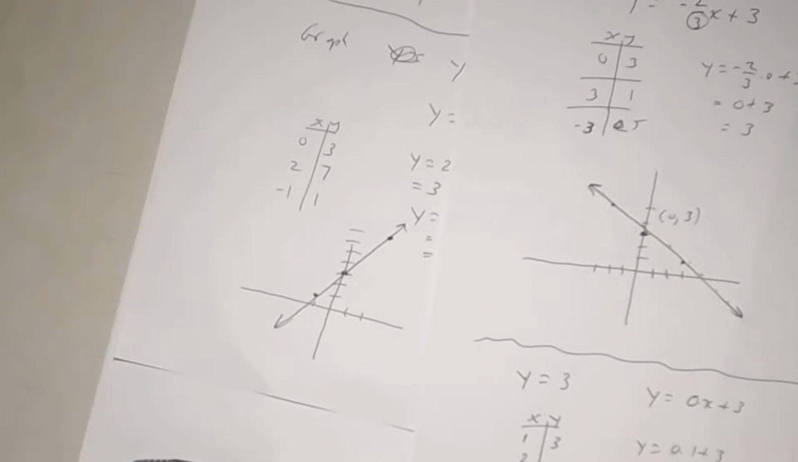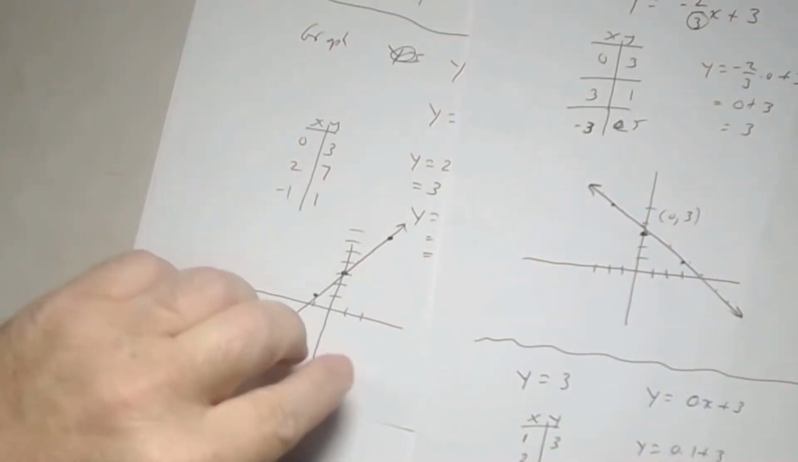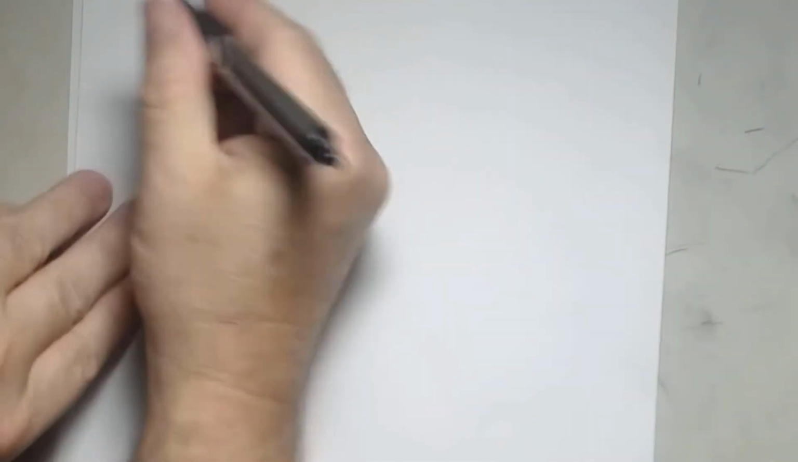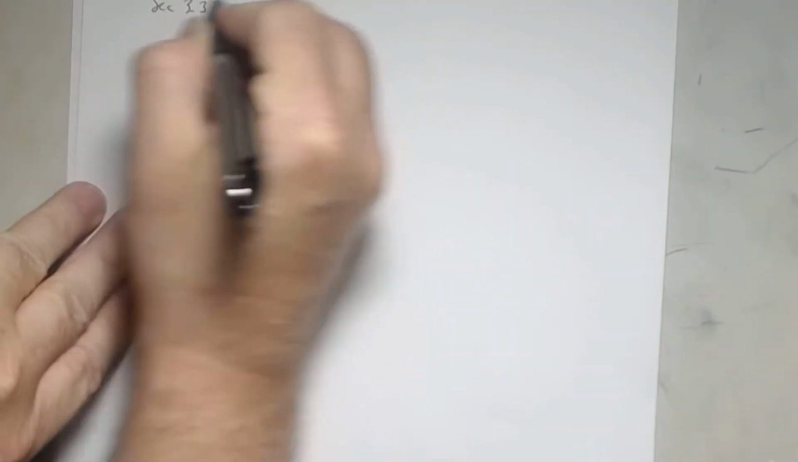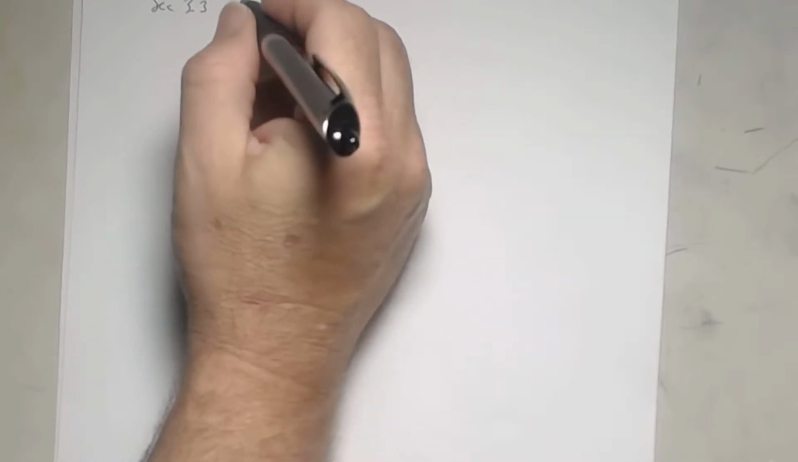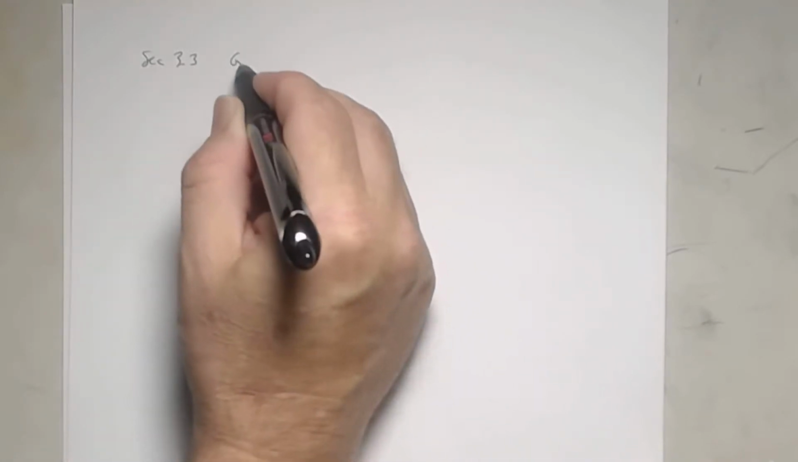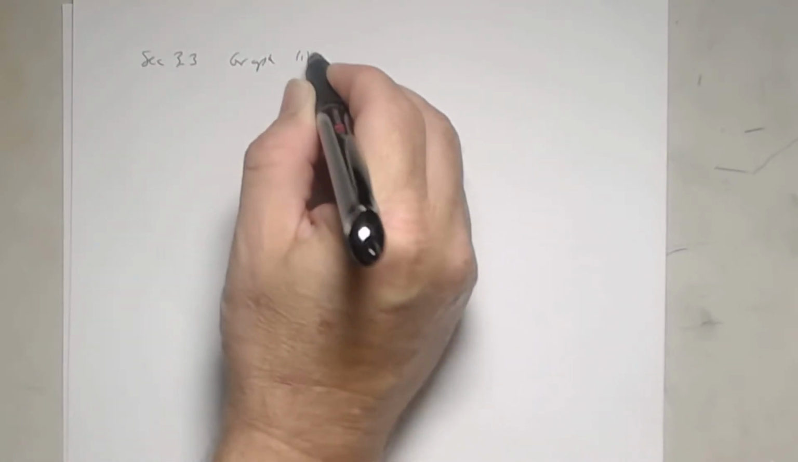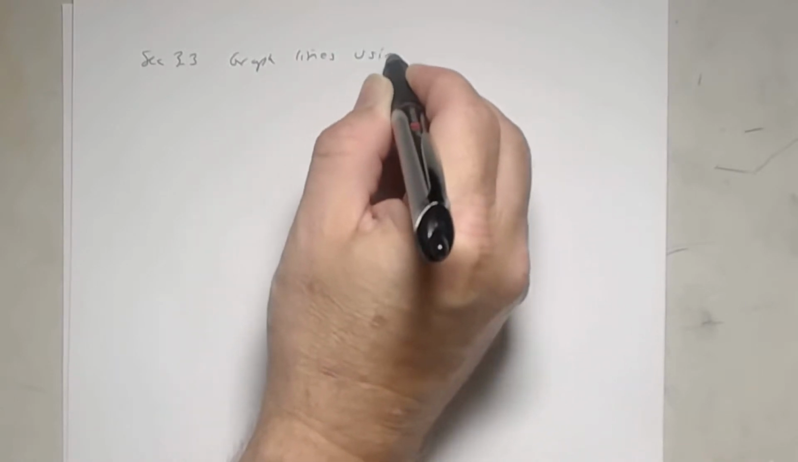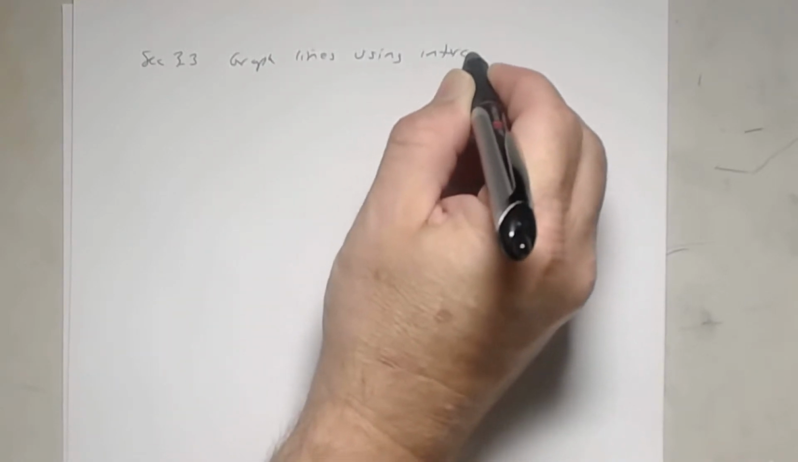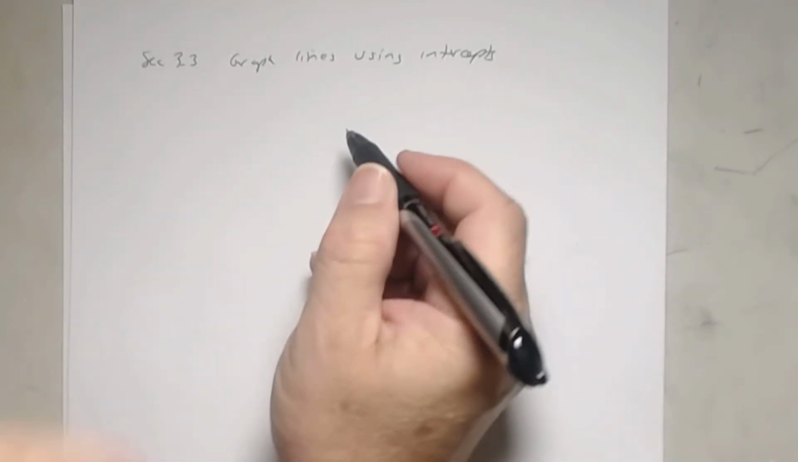All right, now, so this is going to be section 3.3. Okay, so this is where you're going to graph lines using intercepts. So you graph lines using intercepts. Okay, so just kind of remember this.